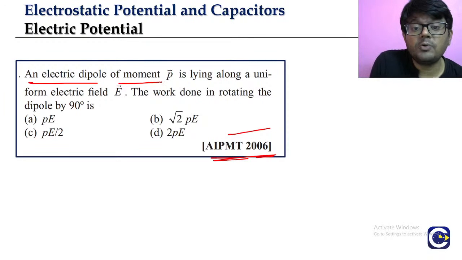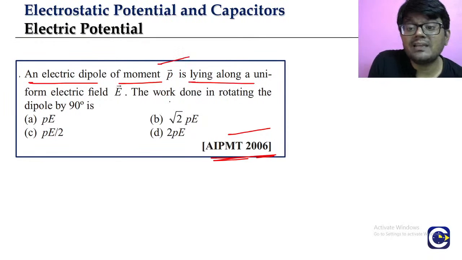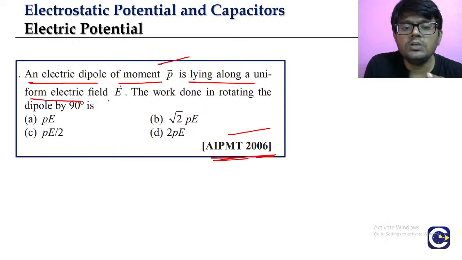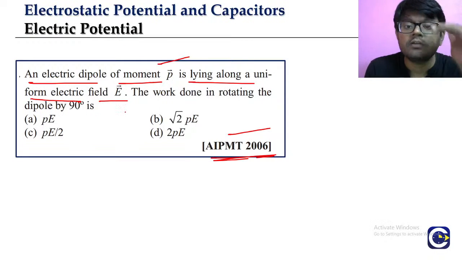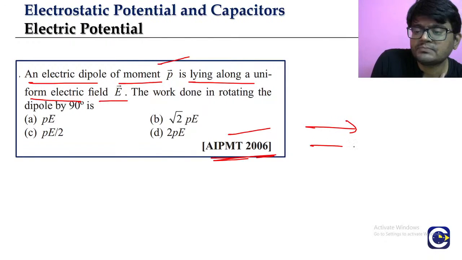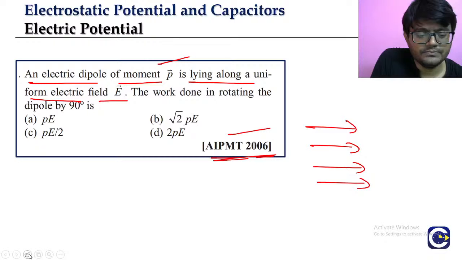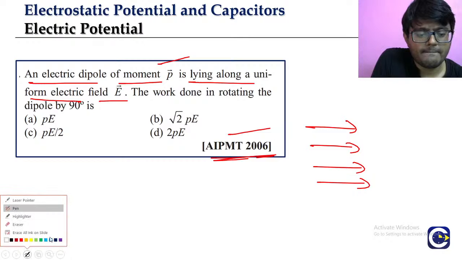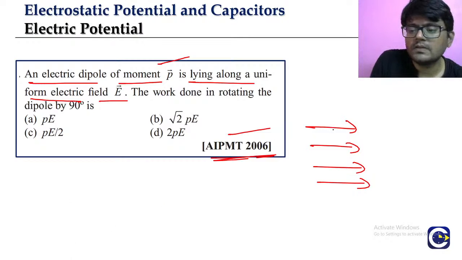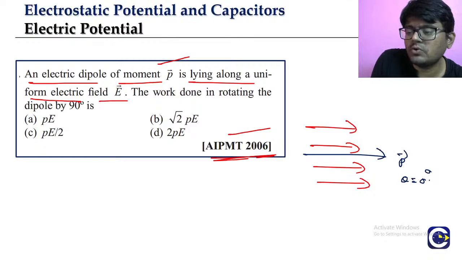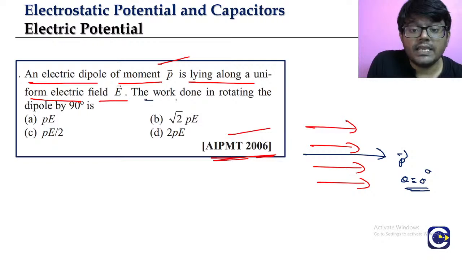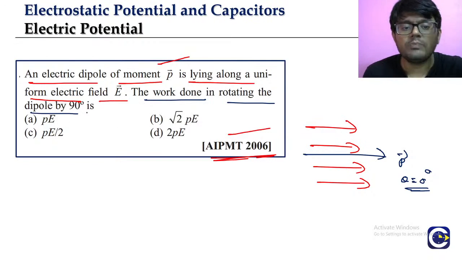An electric dipole of moment p is lying along the uniform electric field. Lying along the uniform electric field means what? It is a parallel arrangement. Initially it is a parallel arrangement, okay? Parallel means theta is equal to 0. The work done in rotating the dipole by 90.